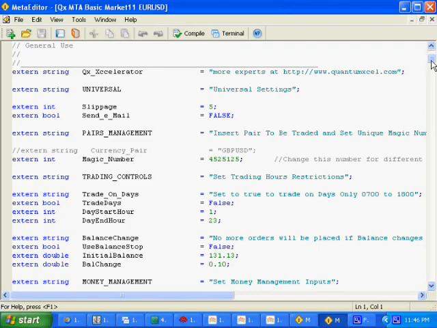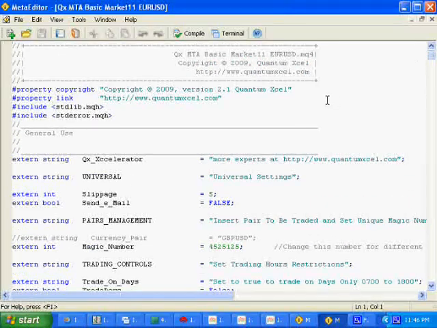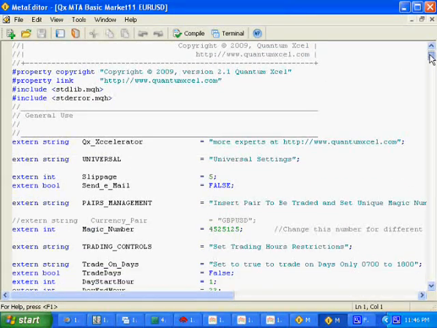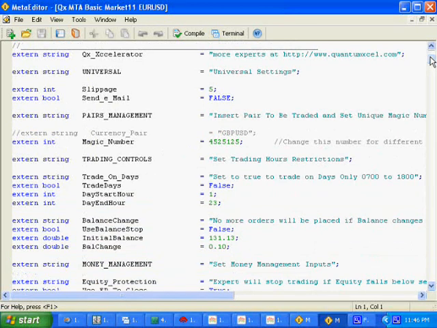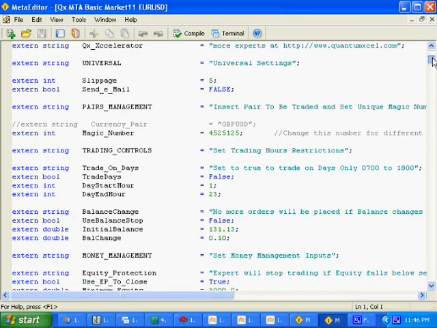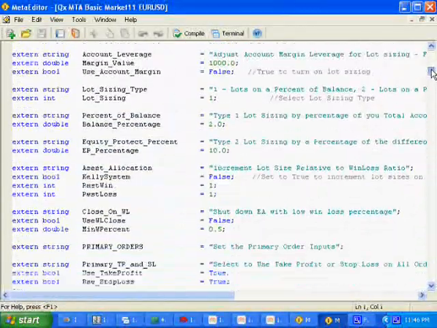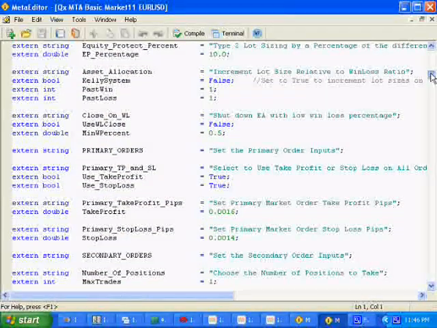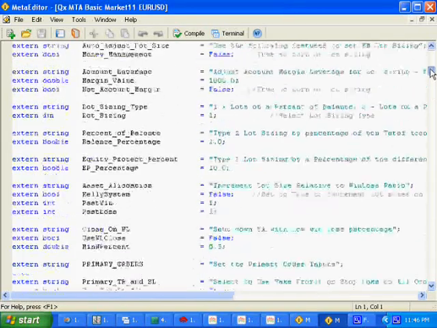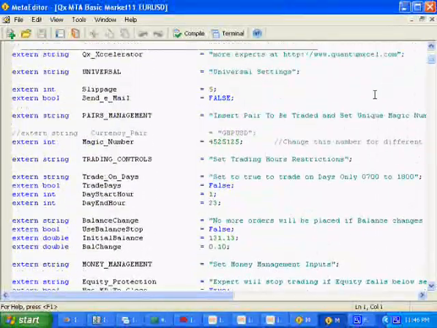Like this expert worked fine in all historic test modes, but when we put it in a live mode, we came up with some things that the live settings didn't like, and one of them was this currency pair input. All these external inputs are what you'll see in the properties screen, and this particular input I included.